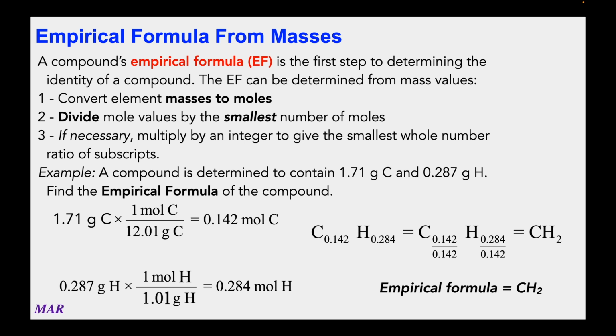C comes out to be 1 then, 0.142 divided by 0.142 is 1, and 0.284 divided by 0.142 in your calculator is a 2-to-1 ratio. So that means we have 1 carbon, 2 hydrogens. Our empirical formula here, CH2. So again, this is not the molecular formula, but this is the first step that usually scientists have to do in order to find that desired molecular formula. So in this particular case, our empirical formula, our smallest whole number ratio of atoms, is CH2.